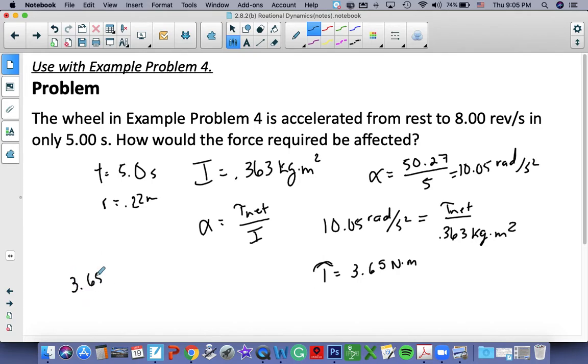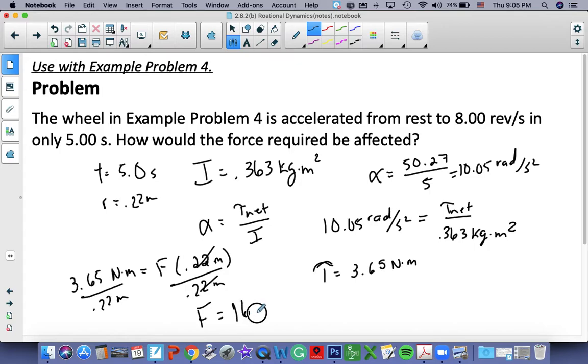Okay, so now we'll use that in our torque equation. So 3.65 Newton meters is equal to force times radius. So force, which we don't know, times the radius. So we'll just divide by 0.22 meters, and we will get a force equal to 16.59 newtons. Okay, so we're going to have to apply a 16.59 Newton force in order to do that in 5 seconds.